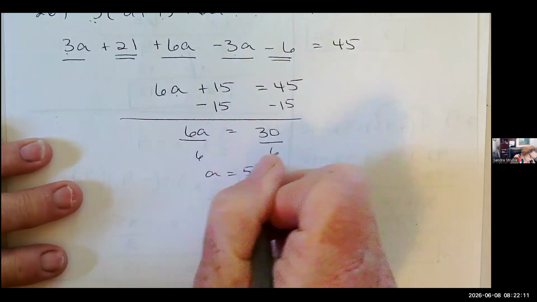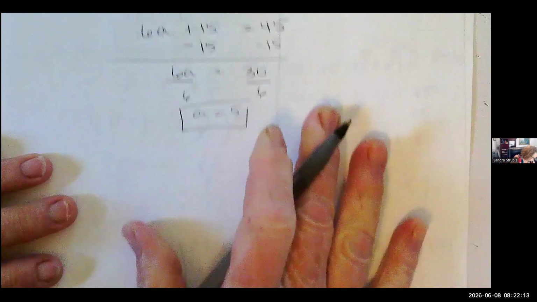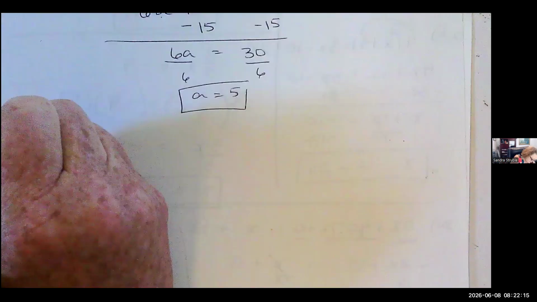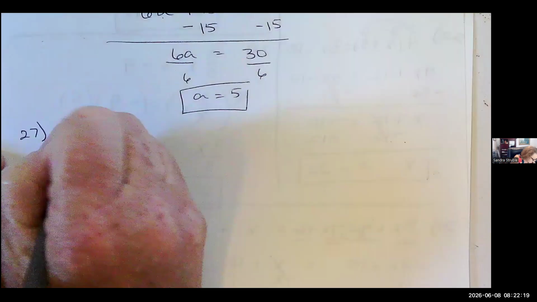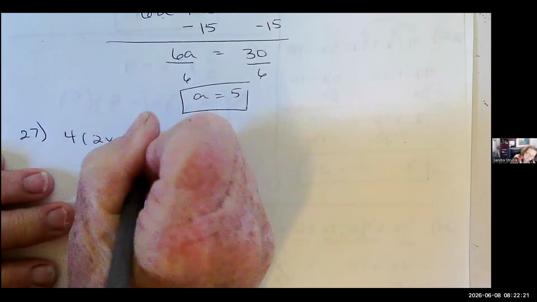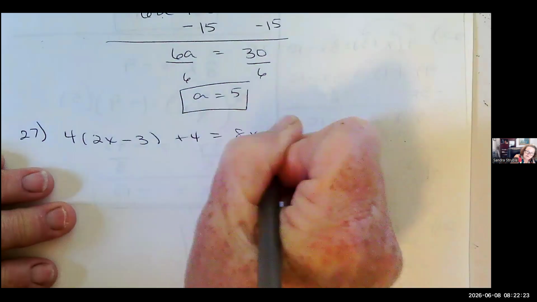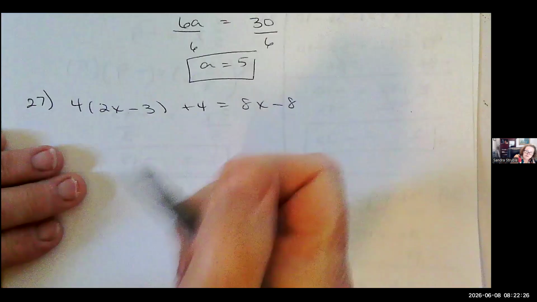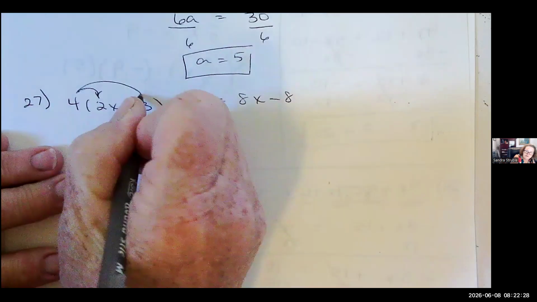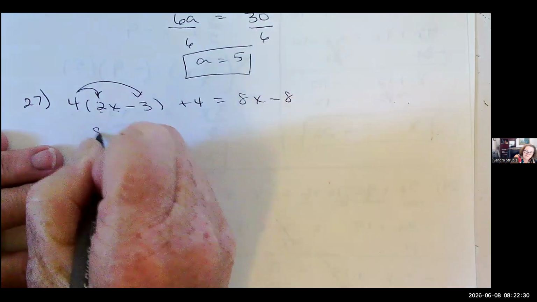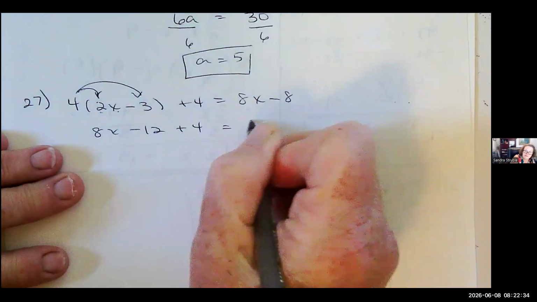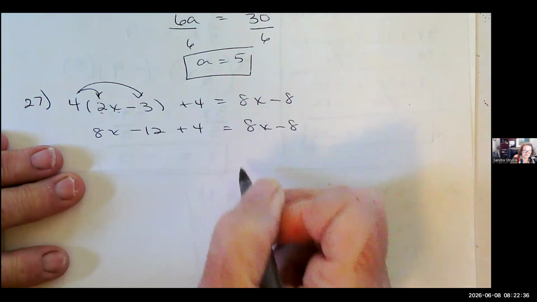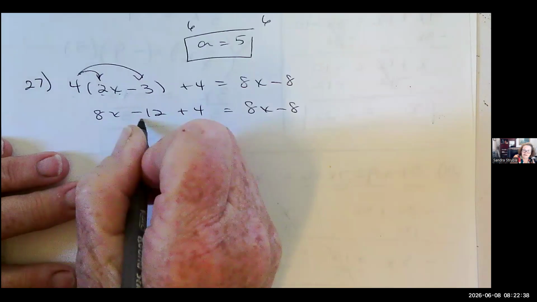All right, 27. 4 times 2x minus 3 plus 4 equals 8x minus 8. All right, distribute. 4 times 2x is 8x. 4 times -3 is -12. All right, simplify. 8x minus 8.